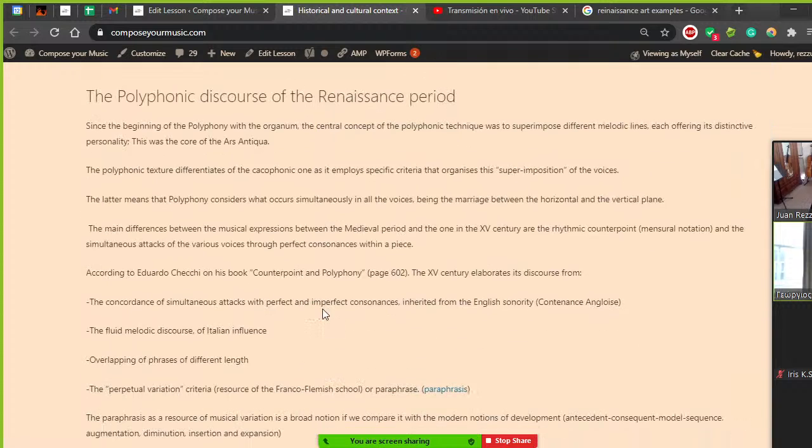Okay, now the polyphonic discourse of the Renaissance period. Since the beginning of polyphony with the organum, the central concept of the polyphonic technique was to superimpose or overlap different melodic lines, each offering its distinctive personality. This was the core of the Ars Antiqua. The polyphonic texture differs from the cacophonic one as it employs specific criteria that organize the superimposition of the voices.